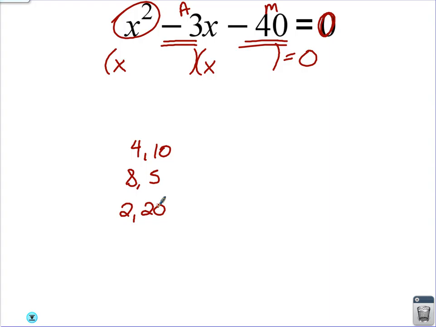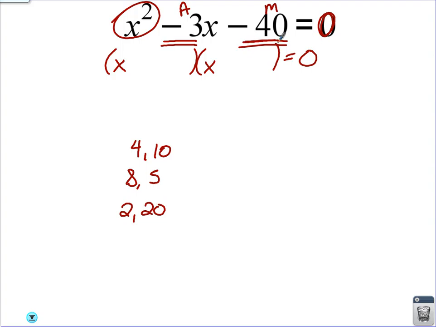Now, last year you learned all these rules. I don't teach the rules. I teach rules for positives and negatives. Does everybody know what a negative times a positive and a negative times a negative is, right? A negative times a negative is a positive. A negative times a positive is a negative.